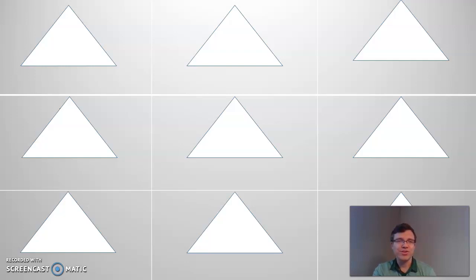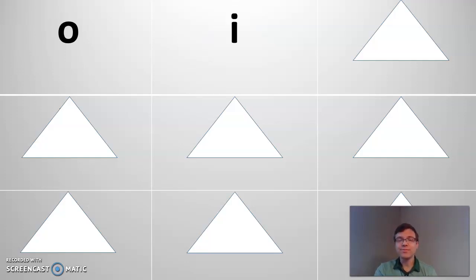Look at the shapes on the screen. What are the names of those shapes? Triangle. Remember, a triangle is a closed shape with three sides. Underneath each triangle is a letter or letters that makes a sound. My turn first. That letter says ah. Now it's your turn. What sound does this make?